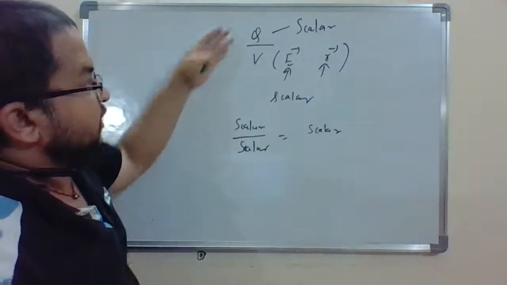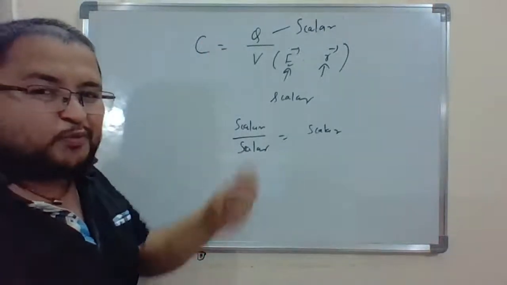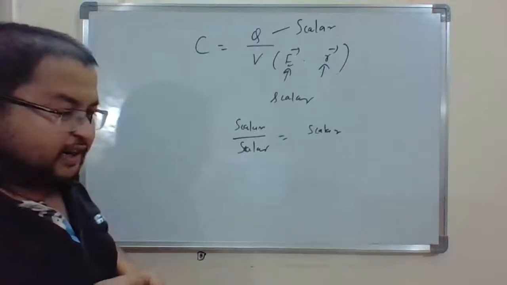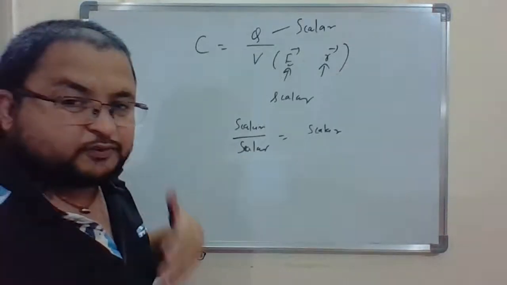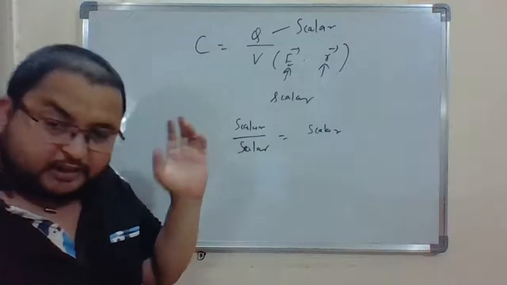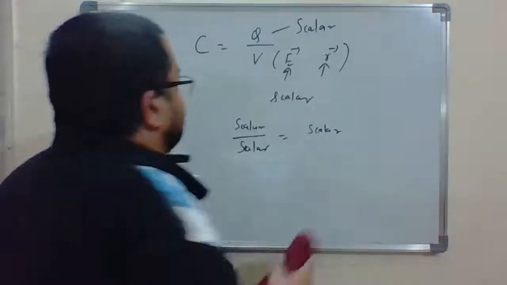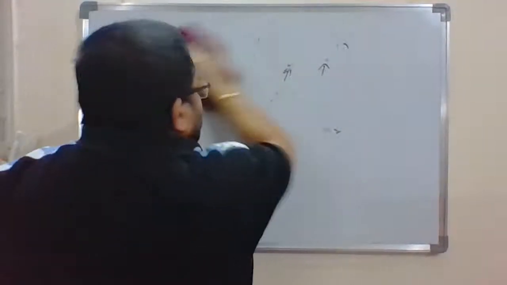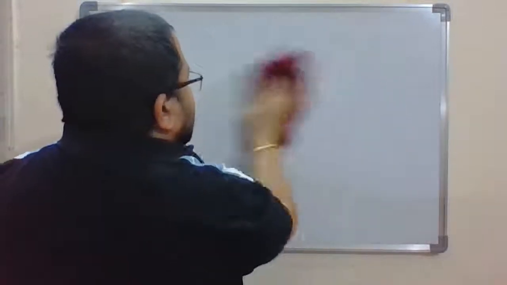It's a scalar, and this is a small way of proving it, though you may not get a question to prove it, but just for understanding purpose, that capacitance is a scalar. Okay, now let us see about the units and dimensions.